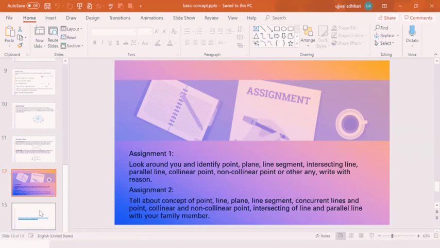Assignment 2 is something you can do at home with your family members. Share the concepts I discussed today with your family. Tell about the concept of point, line, plane, line segment, congruent lines and points, collinear and non-collinear points, intersecting lines and parallel lines with your family members. Your father, mother, grandfather, grandmother, whether or not they understand, try to share with them. This will make it easier for you to remember. With these two assignments, I'm going to wrap up this class. Stay home, stay safe. Thank you. See you in the next video.